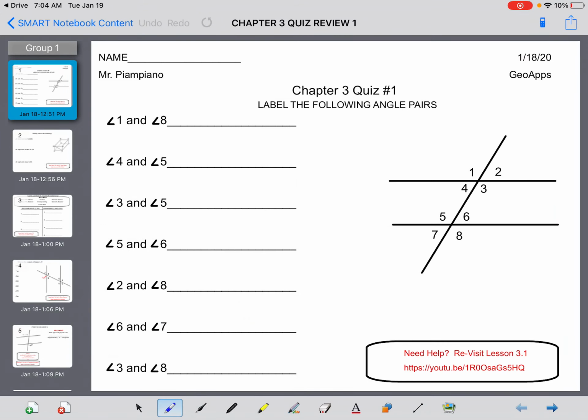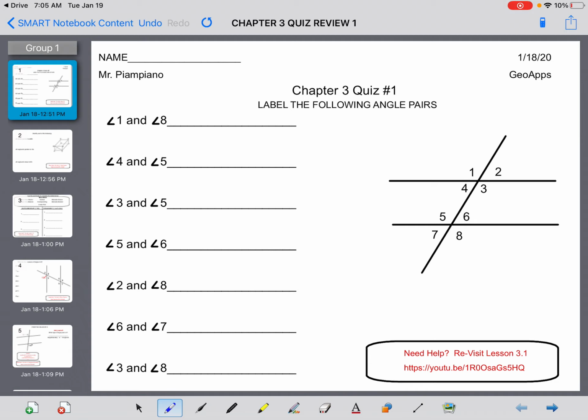All right, everyone, this is your chapter 3 quiz number 1. This is your review. If you notice, each page of this review is going to have a help link that you can visit. This link is going to take you back to our old lessons which cover this section of the quiz. So you browse the video that's highlighted on the bottom for the exact style of question, and you'll be able to get some additional help.